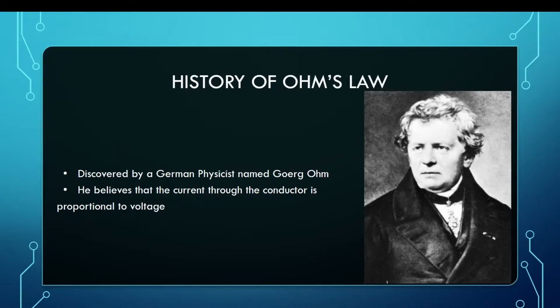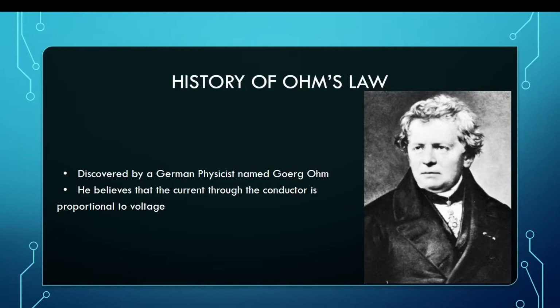The history of Ohm's Law: it was discovered by a German physicist named Georg Ohm, and he believed that current through a conductor is proportional to voltage, or potential difference. He worked in a Jesuit college and published that paper, and it was rejected, so he resigned, worked at a polytechnic college in Nuremberg, published the same paper, and got awarded. So it's crazy how different colleges see things in a different way.